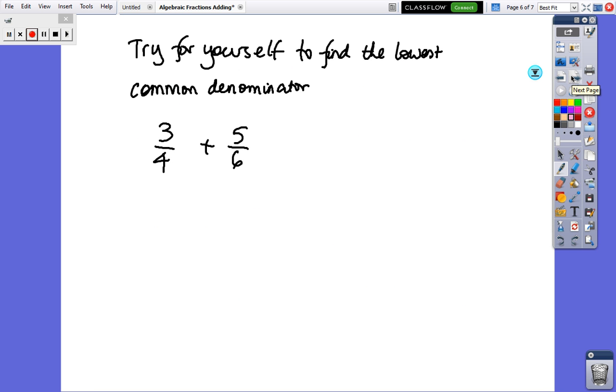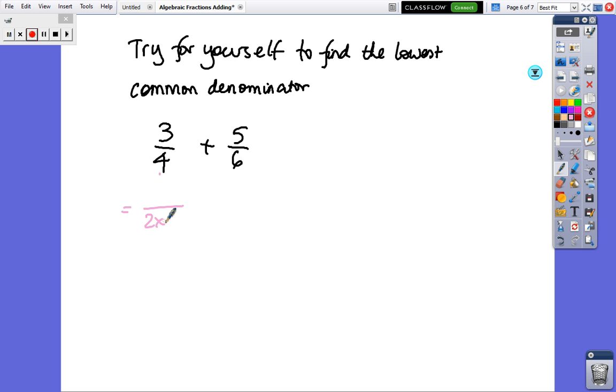So I want you to try this one for yourself. I don't care which method you use. I want you to find the lowest common denominator and then add those fractions. So I want you to pause the tape, and then when you're ready, come back live. Okay, so you might have had a go, you might not have.